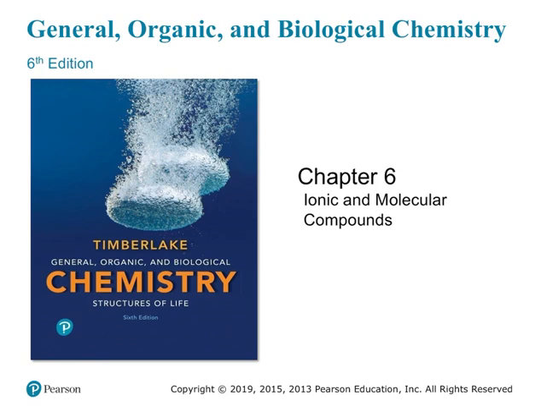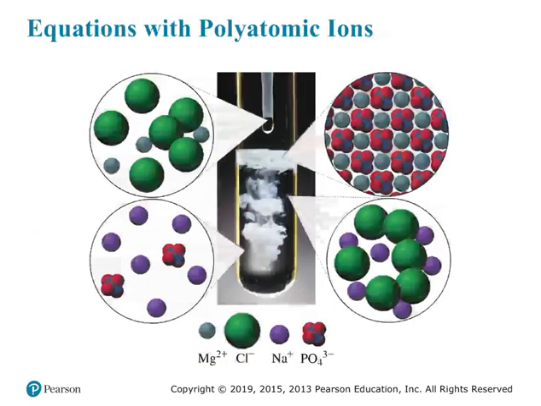Hi everyone! In today's video, we're going to go over equations that contain polyatomic ions. So a while ago we talked about types of chemical reactions, and one of those types was a double replacement reaction. Now, a double replacement reaction is also known as a precipitation reaction. So in a precipitation reaction, we have two typically clear liquids that are mixed together and they form a solid as one of the products.